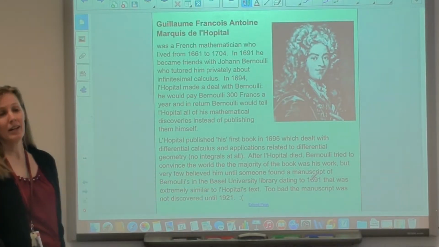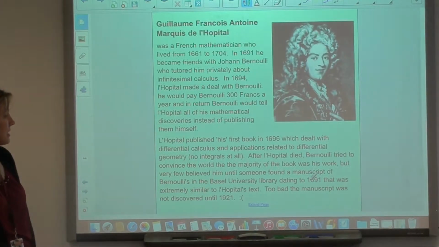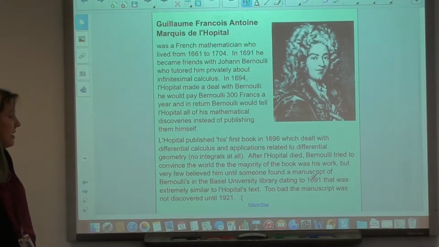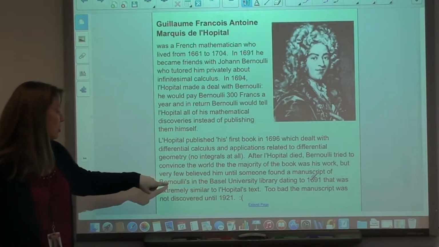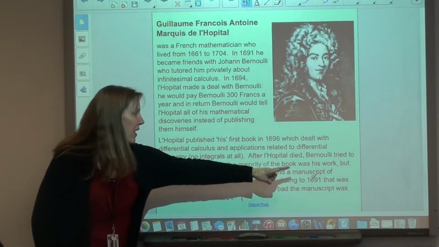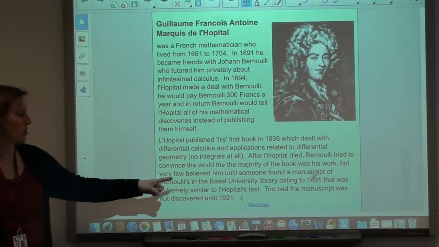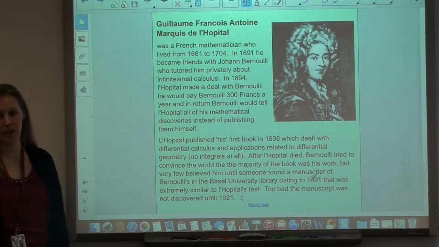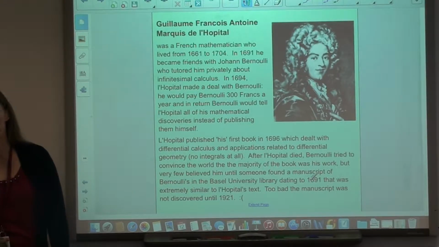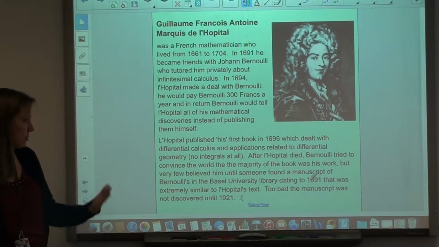Okay. Anyway, all right. So, at Basel University, he found a manuscript of Bernoulli's dating back to 1691, tucked away in this library, which dated 5 years prior to when L'Hôpital published his book, and it was pretty much the whole book in Bernoulli's handwriting, right? So, anyway, he kind of gave credit to Bernoulli, but of course Bernoulli was dead, right?